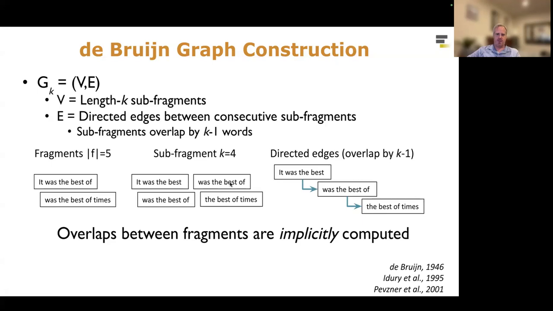Notice here, this subfragment was the best of is repeated in some other fragment, and that's what lets us build out this chain of how these sequences are related to each other. So that's the key concept: because these subfragments can be shared, we're going to be implicitly computing the overlaps between these fragments and hopefully build up a graph of how all those overlaps relate to each other.